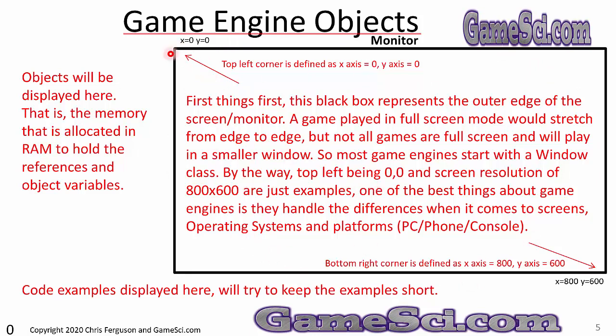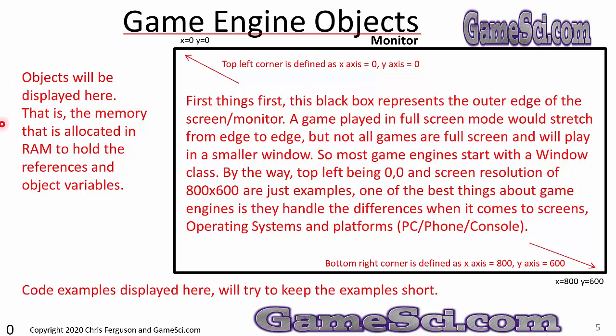By the way, the top left being 0,0 over here, and the screen resolution being 800 by 600 are just examples. I'm not trying to say all games are running at 800 by 600. It's just one example. One of the best things about game engines is they handle all those details for you. They handle the differences when it comes to screens and resolutions and operating systems and platforms. Is this a game for the PC or the phone or a game console? Game engines handle a lot of the details for you, and they do it by providing classes that do most of the work. You just build objects out of your classes and you're off to work.